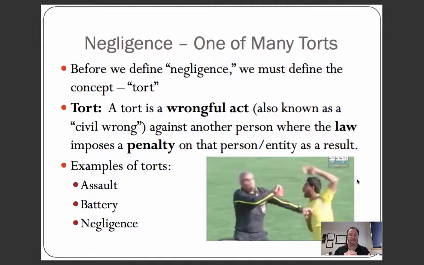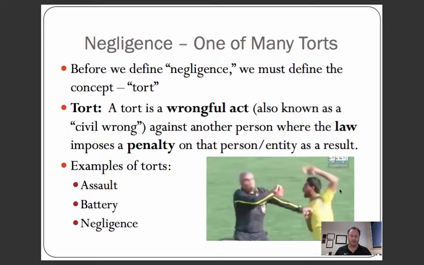Now, before we talk about negligence, we should probably go back and define the family that negligence is in, which is called torts. A tort, which negligence is a type of, is a wrongful act, also known as a civil wrong, committed by one person against another. The law imposes a penalty on whoever committed the tort as a result.